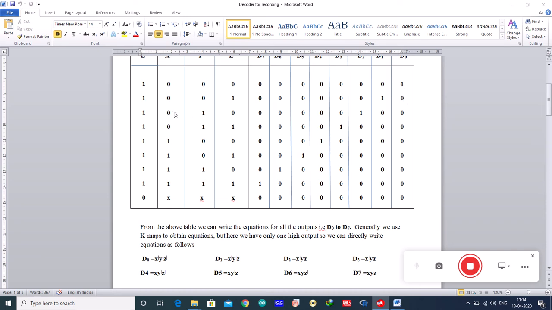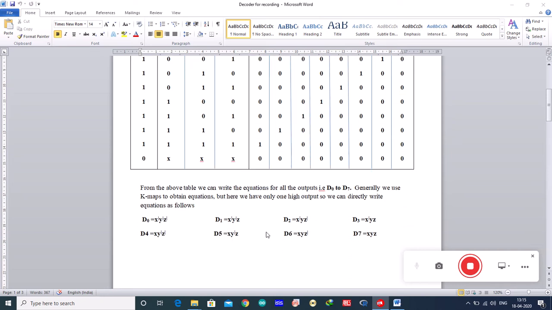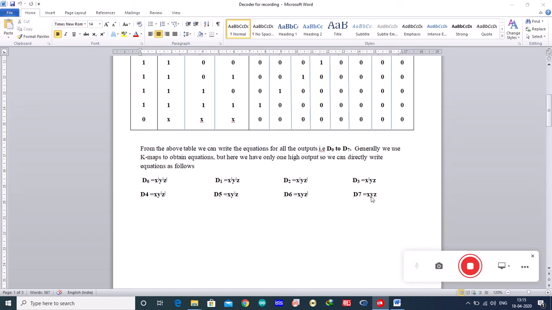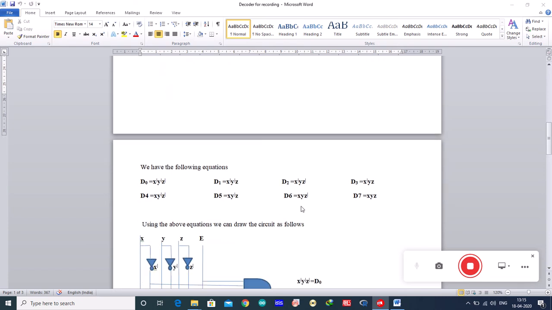So here if you consider D0, you have x is 0, y is 0 and z is 0. Means for D0 I can write it as x bar, y bar, z bar. That is x complement, y complement and z complement. And for D1 you have 0, 0, 1, means x bar, y bar and z. So in this way you will write the equations for all the outputs, that is D0, D1, D2, D3, D4, D5, D6 and D7.